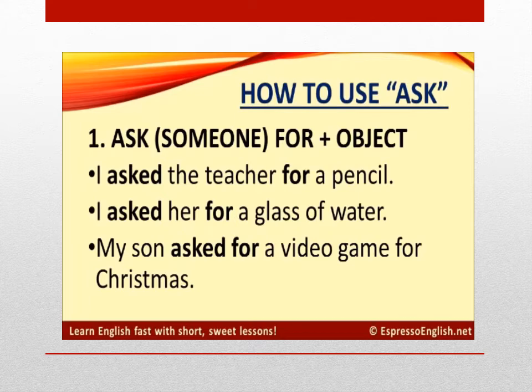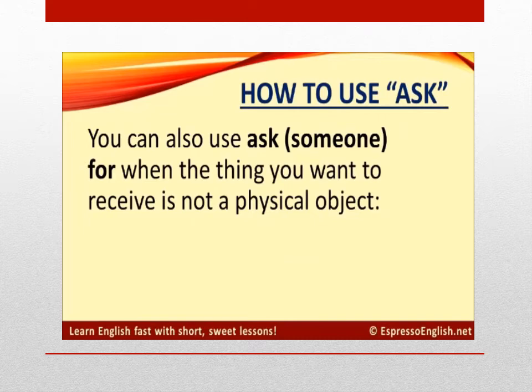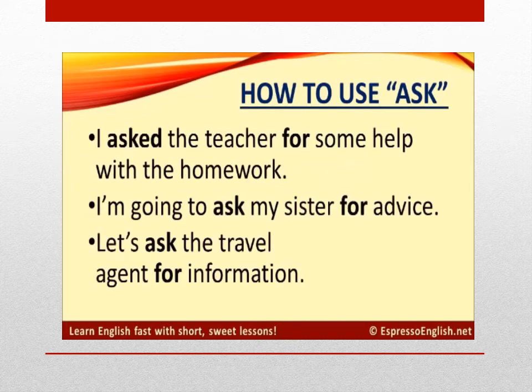You can ask someone for an object. For example, I asked the teacher for a pencil. I asked her for a glass of water. My son asked for a video game for Christmas. You can also use ask someone for when the thing you want to receive is not a physical object. For example, I asked the teacher for some help with the homework. I'm going to ask my sister for advice. Let's ask the travel agent for information. So use ask for when you want to receive something from another person.